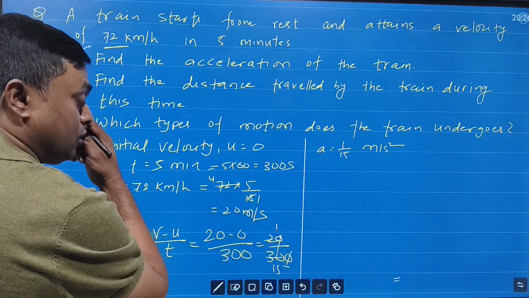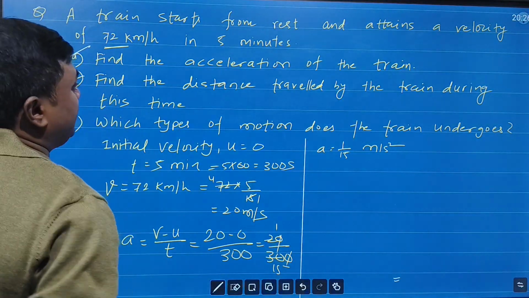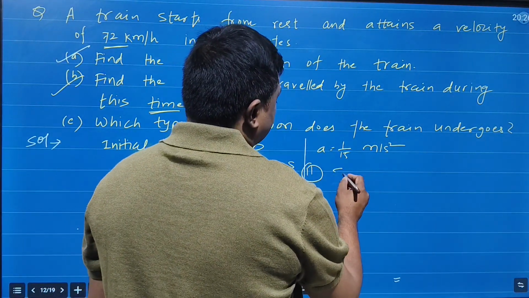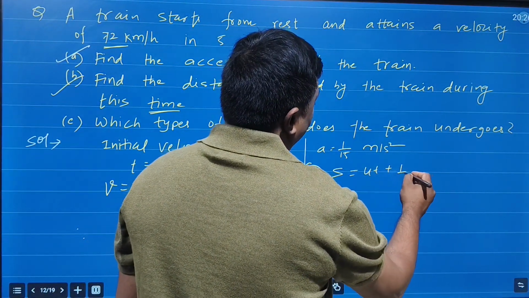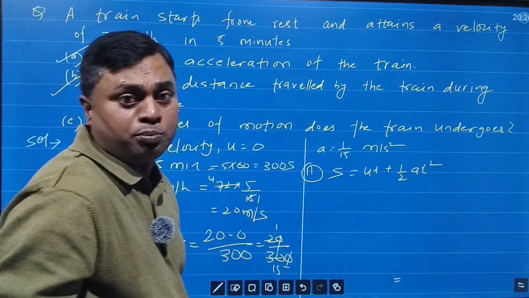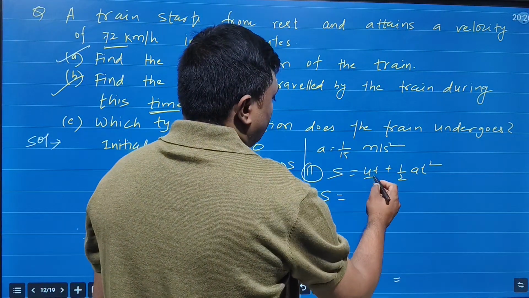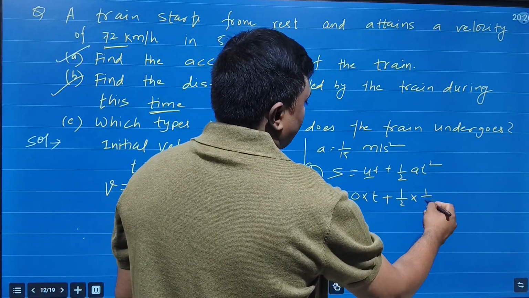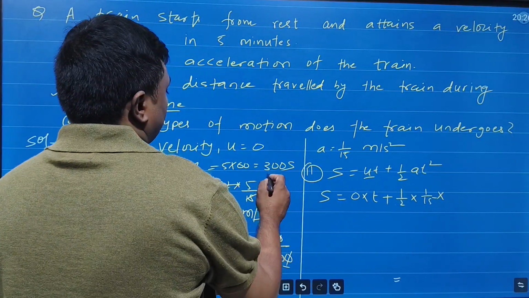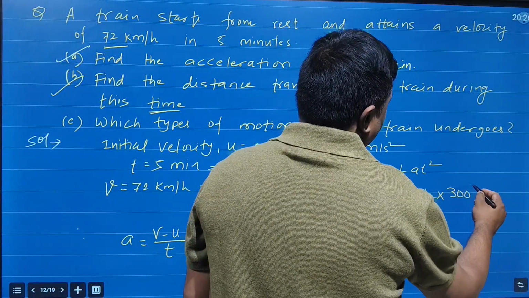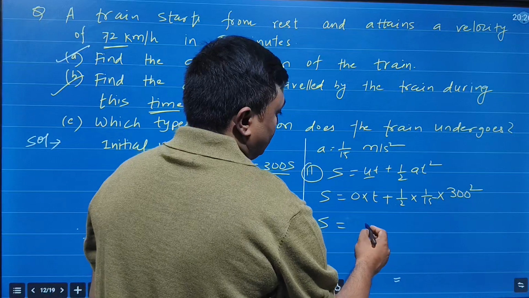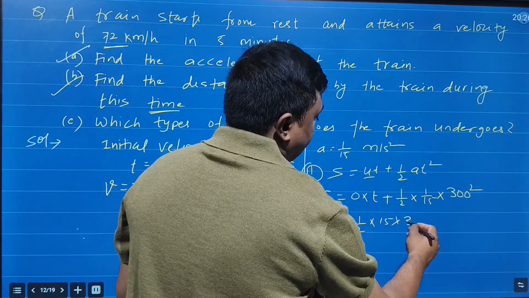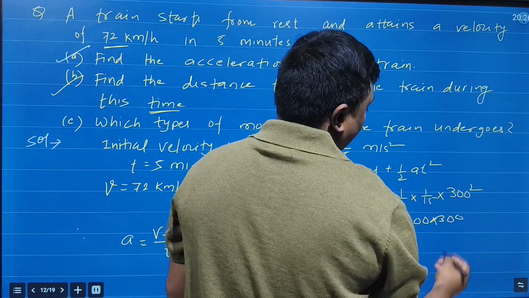You can convert it into a fraction also. Now they are asking to find the distance traveled by the train during this time. To find the distance we apply S is equal to ut plus half at square. This is the second equation of motion. As you know u is 0, so u into t is 0 only. Half into a, that is 1 by 15, into time square. Time is 300, so 300 square. You solve this. The first term will be 0, cancelled. So half into 1 by 15 into 300 into 300.